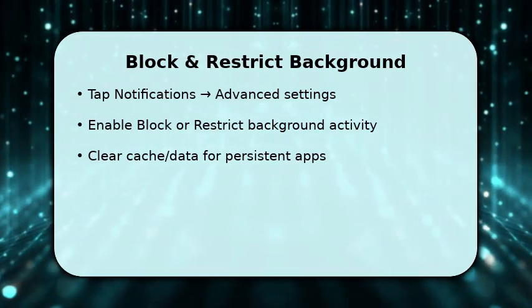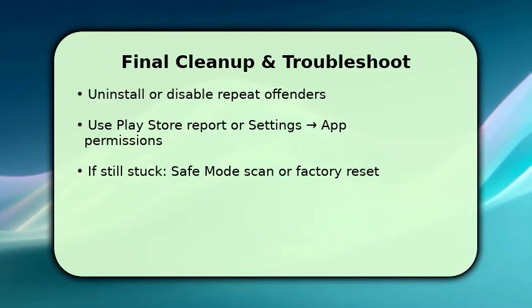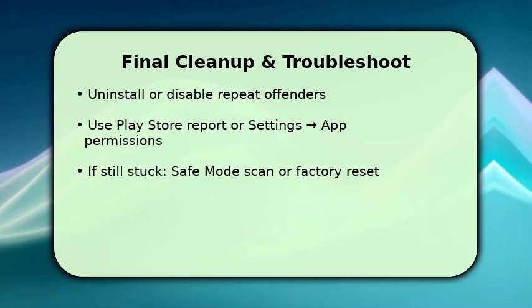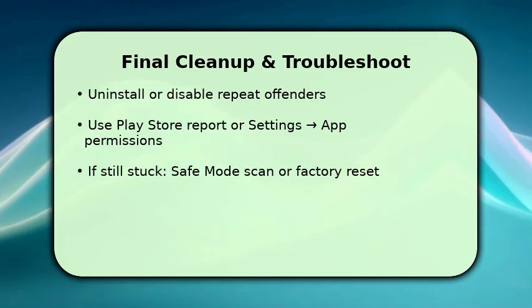To finish, uninstall or disable any repeat offenders. Removing the app is the most certain fix. Report spammy apps in the Play Store and check app permissions to revoke SMS, notifications, or display over other apps. Once done, restart your phone to confirm changes.